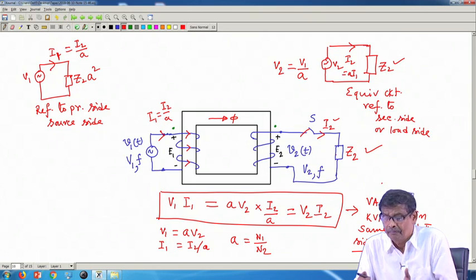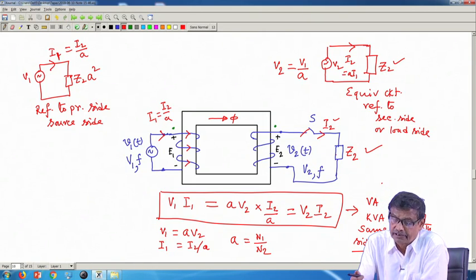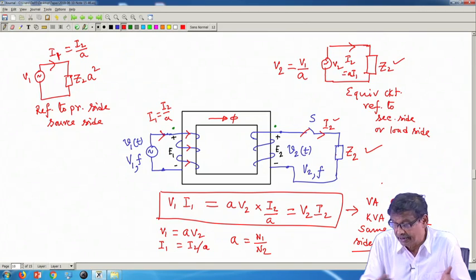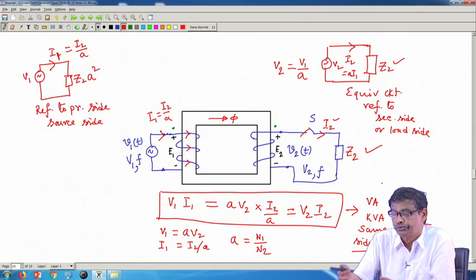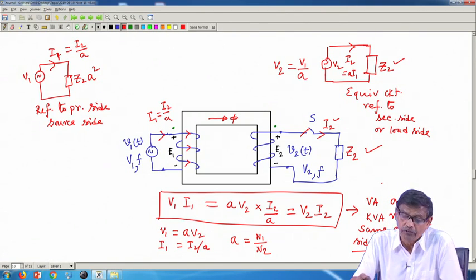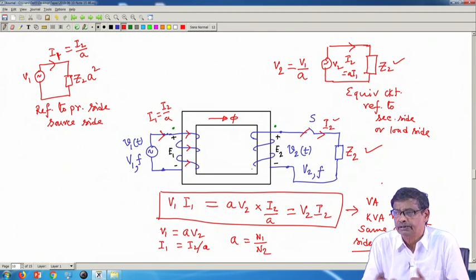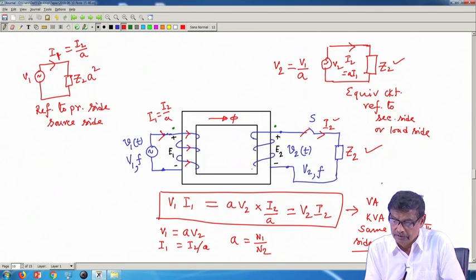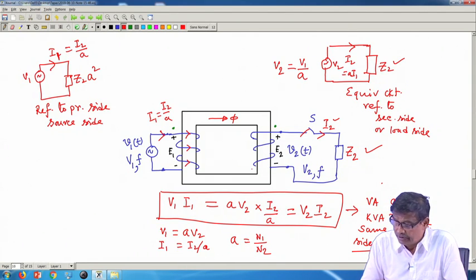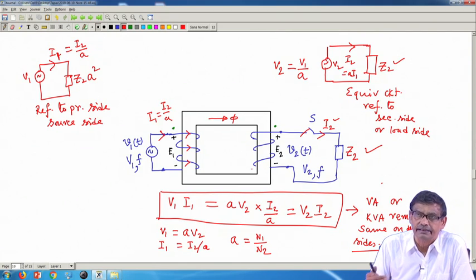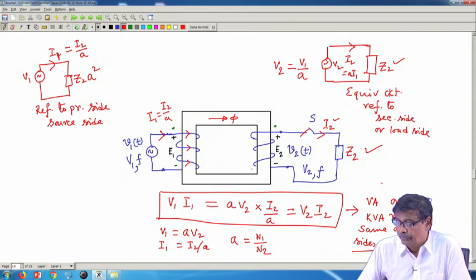Or you can consider this simple circuit, which is much simpler than the apparently complicated circuit here, just a source and an impedance. Solve for the current I2, then you come back to I1 by noting the transformation ratio. And lastly, I told you that kVA remains the same on the primary and the secondary side. So we will continue with this in the next class. Thank you.